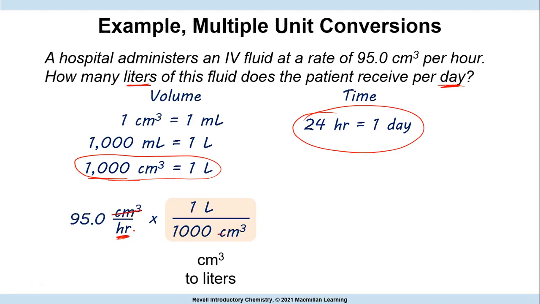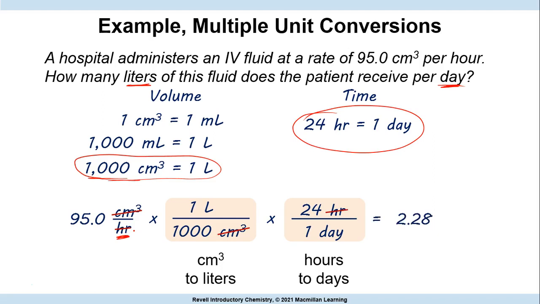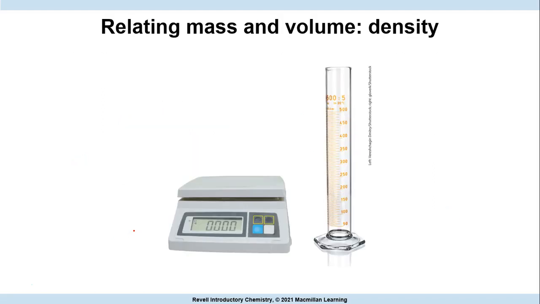So our conversion factor, cubic centimeters, have cancelled out here. Now for the hours, we'll see that the hours is going to be at the top and the days at the bottom. So the hours will cancel with the hours, and we have our unit in liters per day. So if you multiply that out and you divide, the answer that you will arrive at is 2.28 liters a day. Now let's see how we can relate mass and volume.